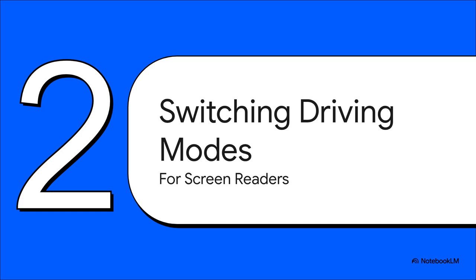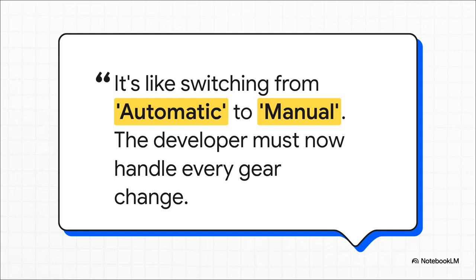To really get it, we've got to look at how this thing completely changes the rules of the game for a screen reader. Honestly, this is the best way to think about it. A normal web page is like driving a car with an automatic transmission. The screen reader handles all the basics, navigating by headings, links, all that stuff. It's predictable. But when you add role equals application, you've just slammed the car into manual. And guess what? You, the developer, are now the one with your hand on the gear stick. Every single shift is up to you.